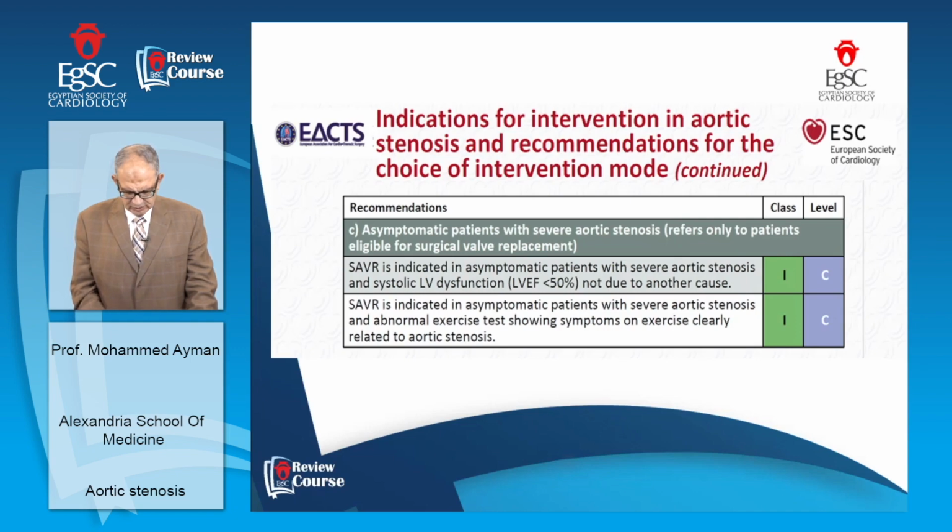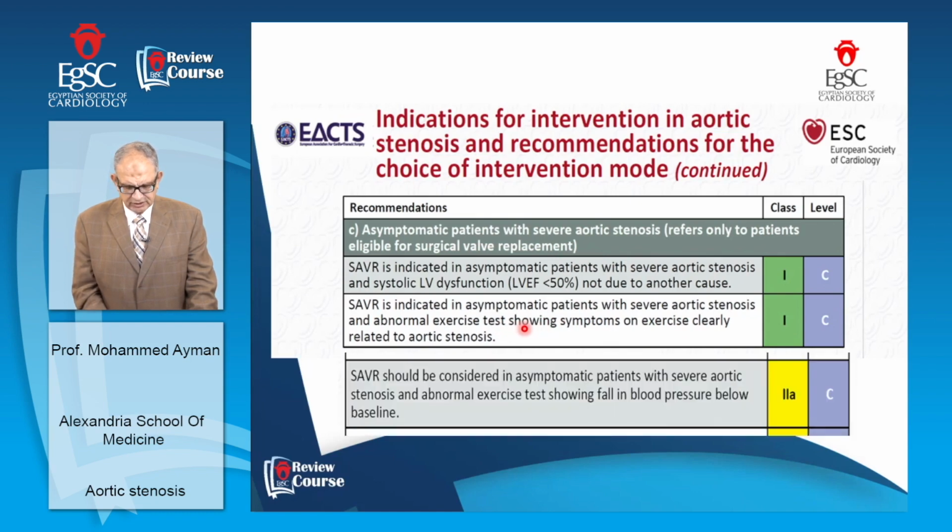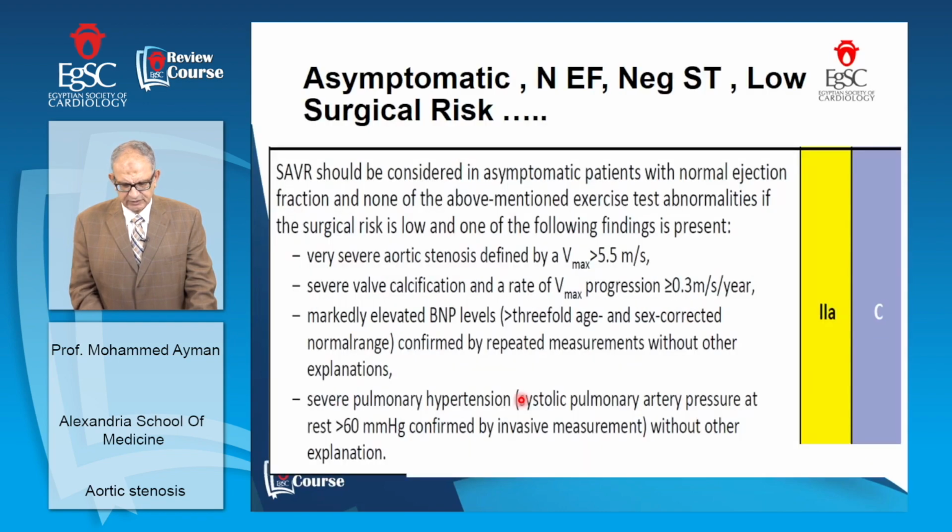As you can see here, it's a class 1 indication: asymptomatic severe aortic stenosis whenever the ejection fraction is less than 50, or those who have severe aortic stenosis, asymptomatic, but they have symptoms during exercise stress testing, and those who are having an abnormal hemodynamic response during exercise stress testing. And as I told you before, those asymptomatic with normal ejection fraction, negative stress test, low surgical risk, but they are considered high-risk aortic stenosis, we can do intervention for them.